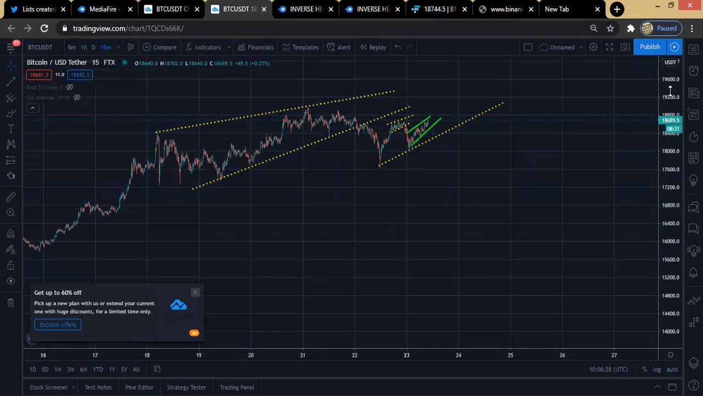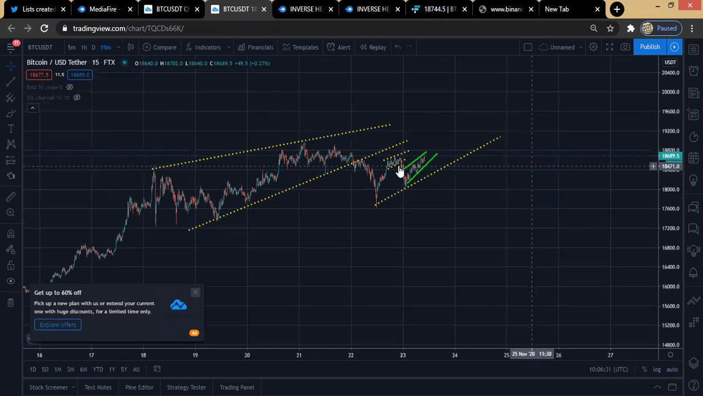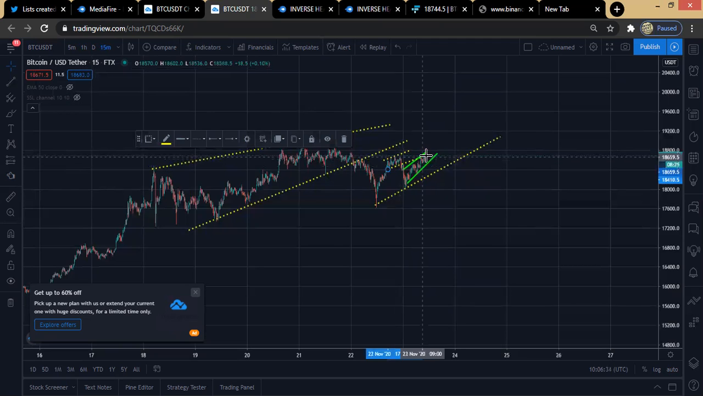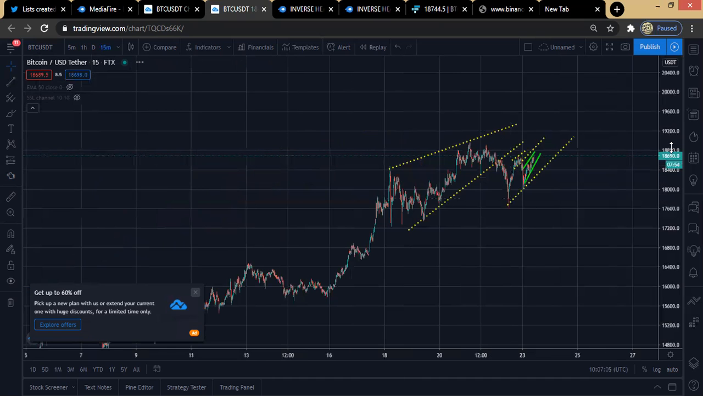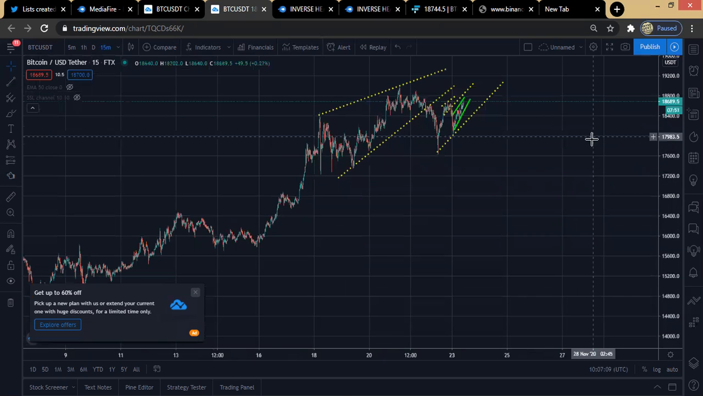So what am I expecting? I'm expecting that when price gets to this very point, this is another resistance here. If price gets here, it could get rejected again. There could be a rejection around, let's say, 18.7, 18.8. It could happen, but it really wouldn't take much time. It's just a small rejection, and then it will continue on its way up.